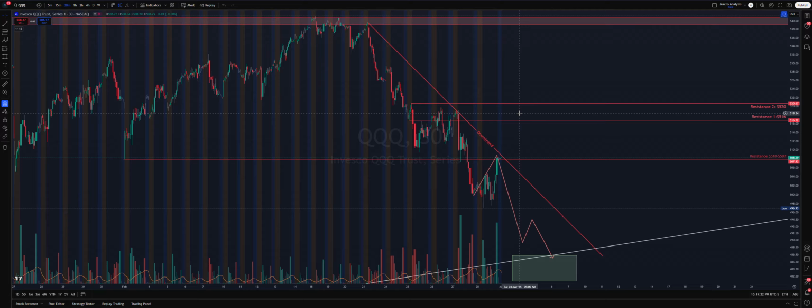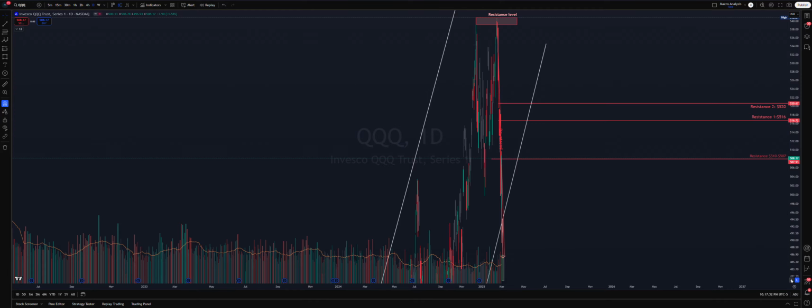Here's the analysis on QQQ. This is the 30 minutes we're looking at. There's two scenarios pretty much for QQQ. Let me just go to the daily. So let's see what's going on here in the daily.